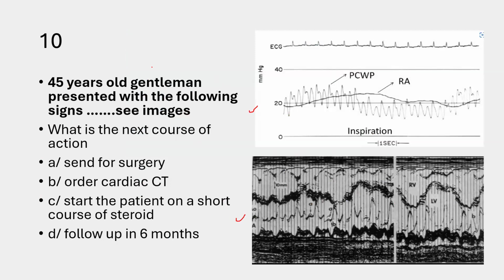Well, of course, that's not enough to answer this question. You need full clinical data about this patient. But let's assume you just have this one clinical sign and this one echo sign. This clinical sign is about inspiration. During inspiration, look at the RA pressure represented by this line. What happens to the pressure? It increases. And during expiration, which is here, it decreases.